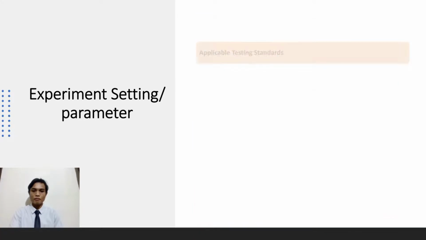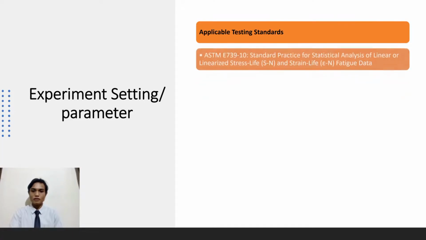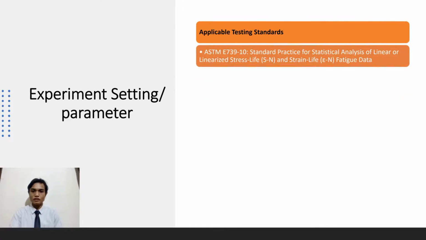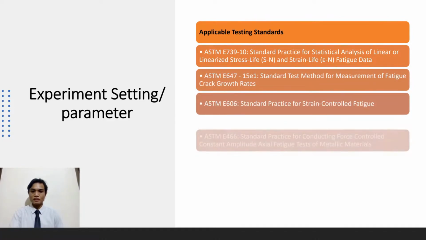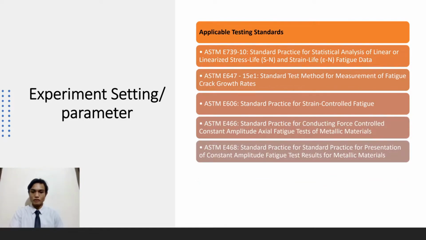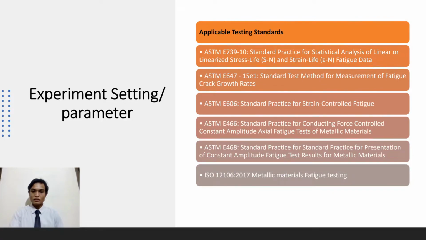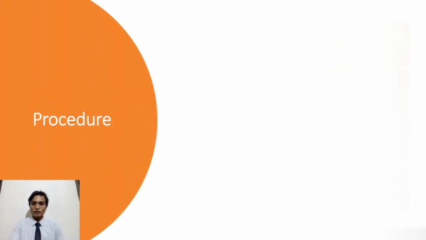So, experiment setting and parameter. Applicable testing standards include ASTM E739-10, ASTM E647-15E1, ASTM E606, ASTM E466, ASTM E468, ISO 12106-2017, and DIN 50100. Let's go into the procedure.